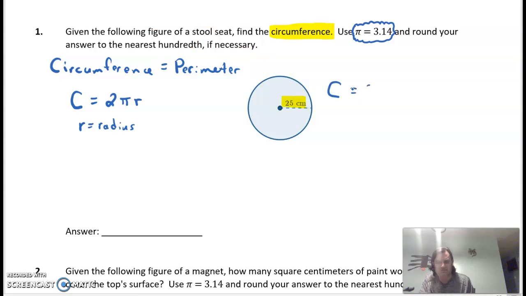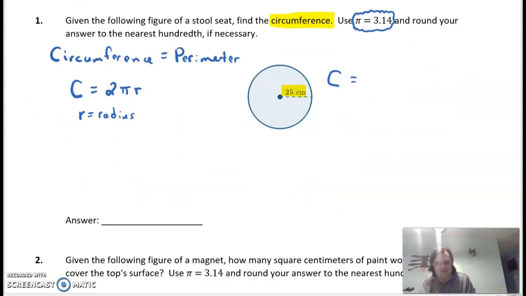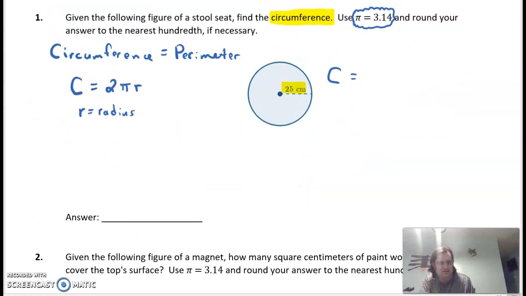So let's see if we can fix this. 2 times 3.14, and then times the radius, which was 25, and that's 25 centimeters.